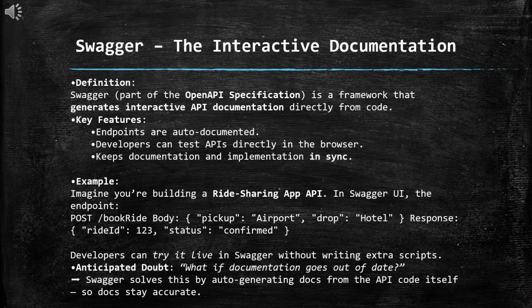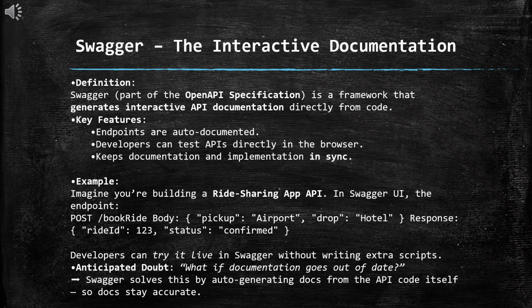Swagger is a fantastic tool that's part of the OpenAPI specification. It generates interactive API documentation directly from your code. This means your endpoints are automatically documented, and developers can test the API directly in their browser without writing extra scripts. For example, in a ride-sharing app, Swagger would show the post/book-ride endpoint and allow you to input the pickup and drop-off locations right there, and see the live response. This keeps your documentation and implementation in perfect sync.